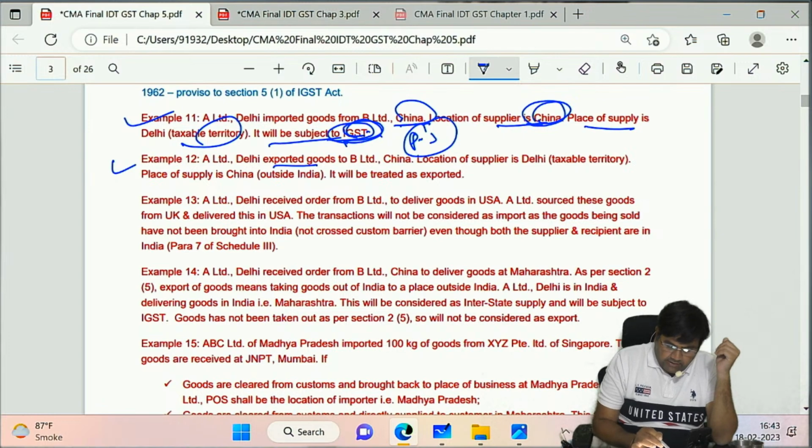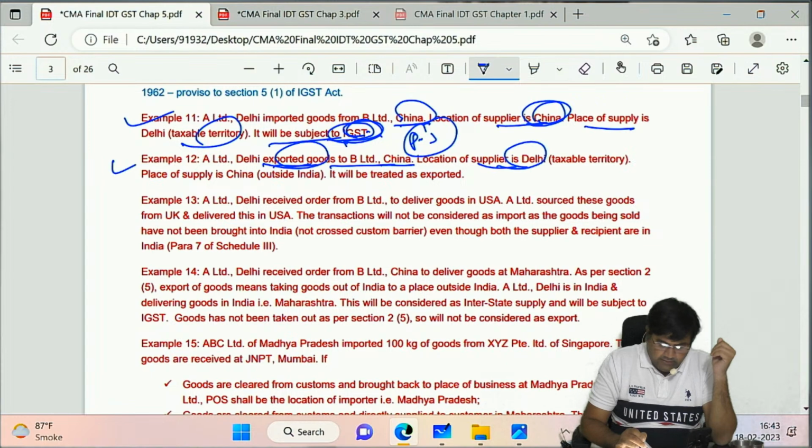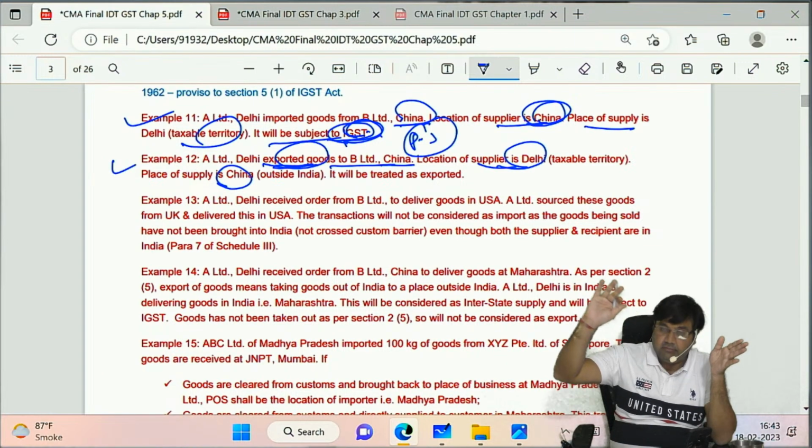Example 12. A Limited Delhi exported goods to B Limited China. Location of supply is Delhi. Place of supply is China, which is outside India, because the Delhi guy is delivering to China.